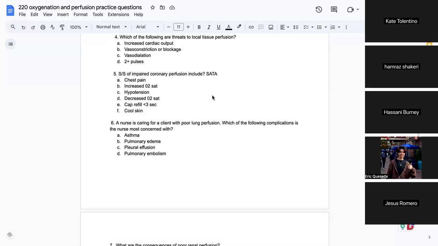So number four, which of the following are threats to local tissue perfusion? A, increased cardiac output, B, vasoconstriction or blockage, C, vasodilation, or D, 2+ pulses.